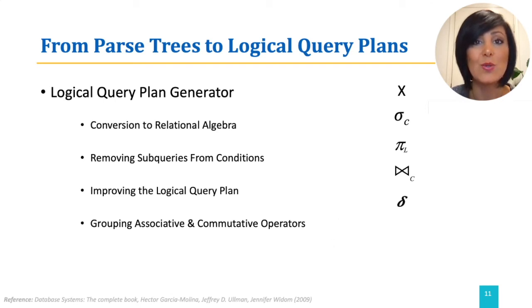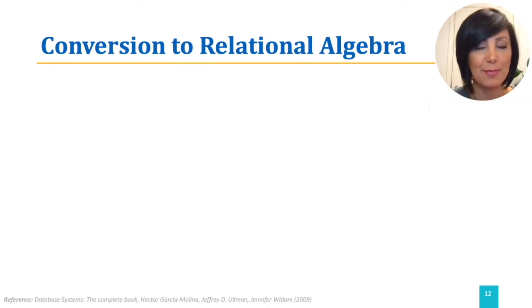Delta is used to depict duplicate elimination. Gamma is used to depict grouping. And rho is used to depict rename. Let's start discussing the convert step.